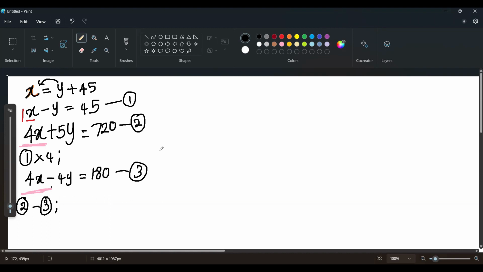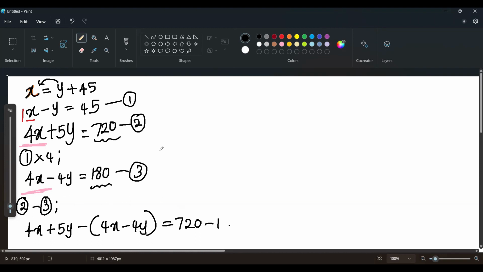Okay, now what is the second equation? Left side, 4x plus 5y, minus the third equation, 4x minus 4y. Second equation minus third equation. The other side is 720 minus 180. Now simplify. Here 4x plus 5y; minus into plus is minus 4x; minus into minus becomes plus 4y.